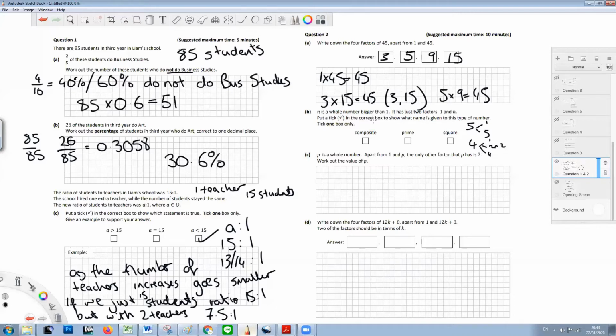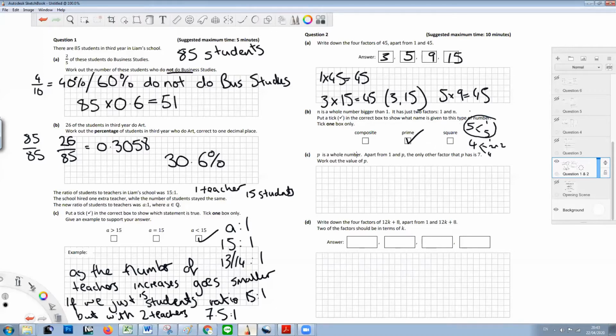We said n is a whole number. It has just 2 factors, 1 and n. So this is an example of that, and these are prime numbers. So it's an example of a prime number. A composite is the exact opposite of a prime number, just so you know. And the square would be like 9, where 3 multiplied by 3 is 9, etc.